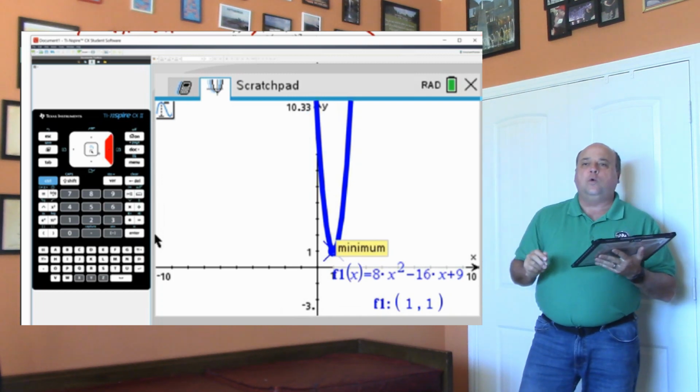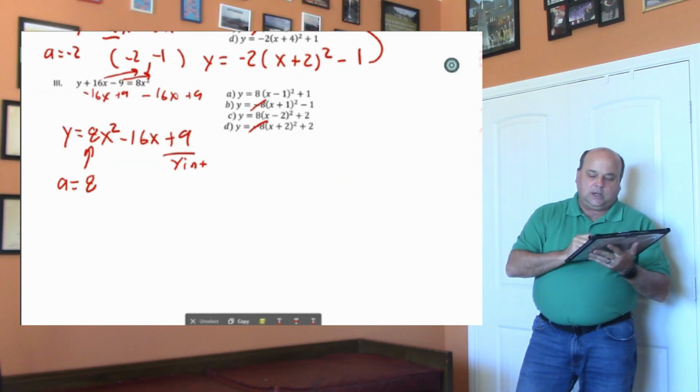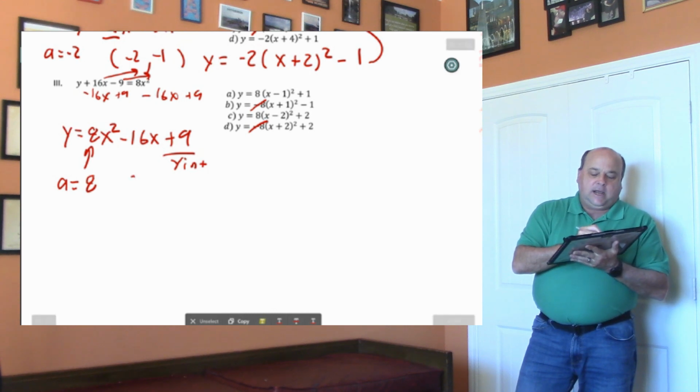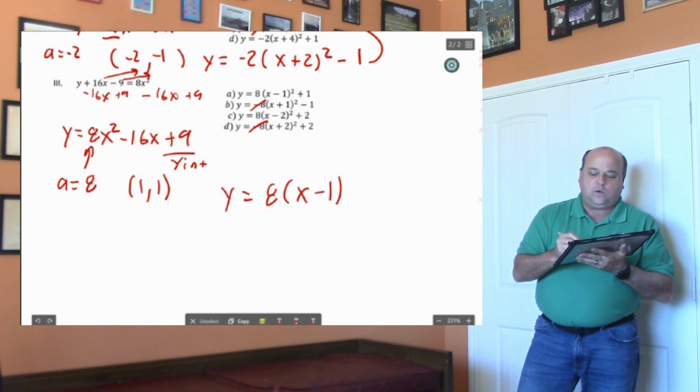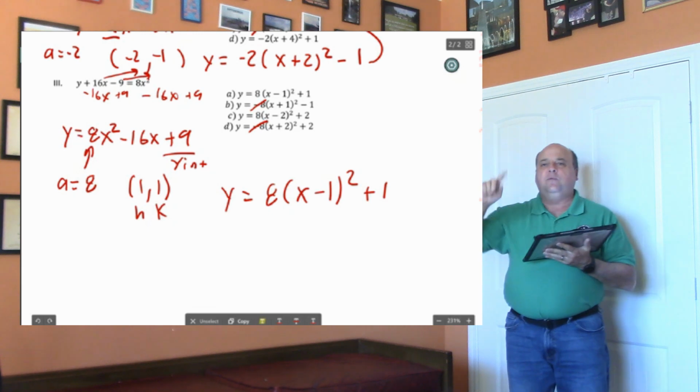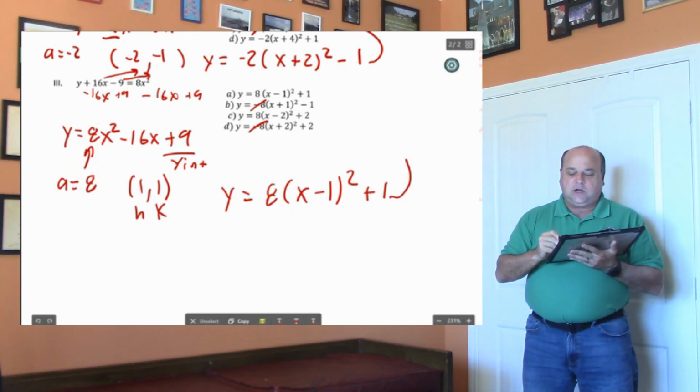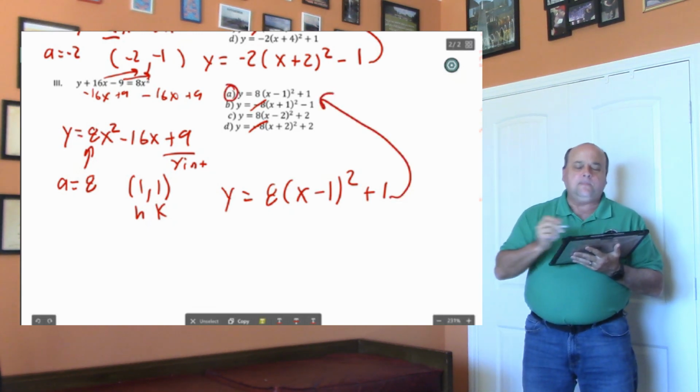The minimum is 1, 1. So we're going to go here, and our h comma k is 1, 1, right? So let's write it out. y equals 8 parentheses x minus 1 squared plus 1. This is the h and k, right? Remember, the h flips signs, so it's going to match up to choice A.